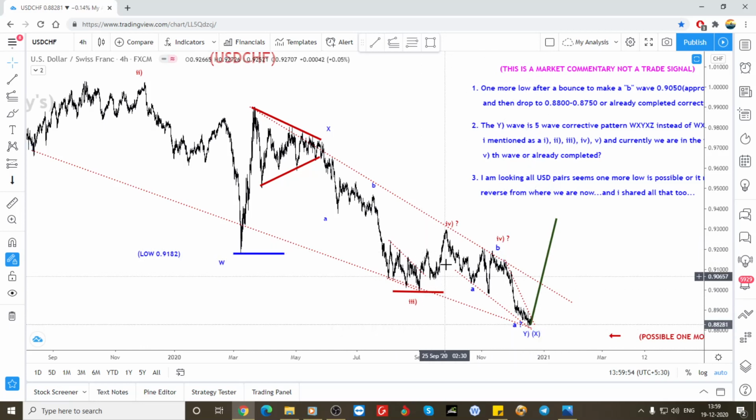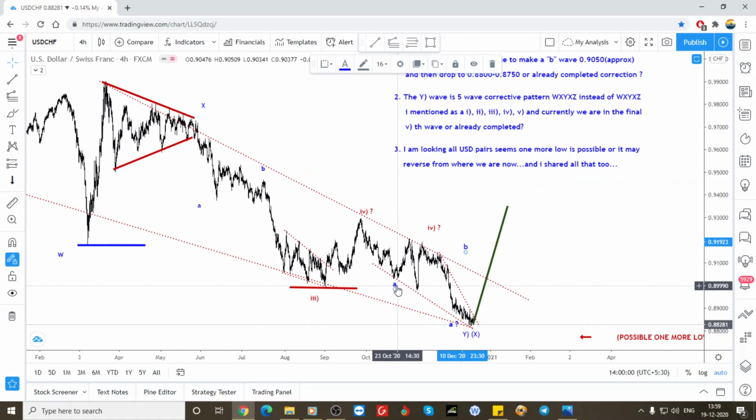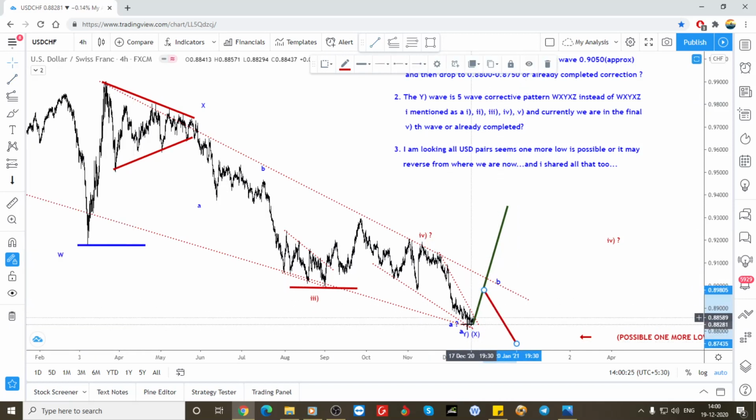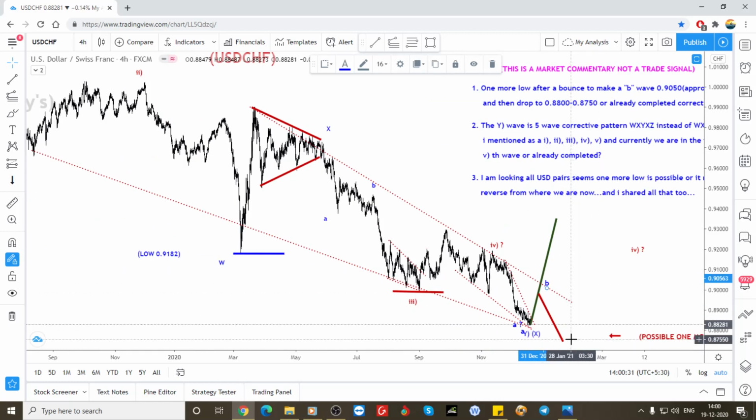But if it is an ABC, and if it is a C wave, if this is the A and one more B is there, if we remove this and this is the end of the fourth wave, it's already broken that low. So this could be a running flat also. So either A, B, C is already ended, or this is the A and one more B can make one more three-wave structure, and then again it drops. So A, B, and C. That is the final end of this trend.